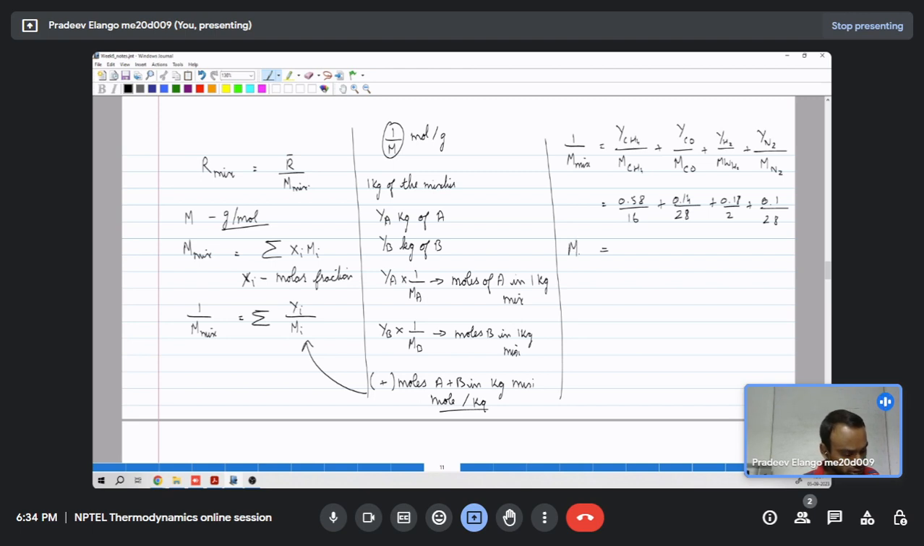If you add all this and then take the reciprocal, we will calculate the molecular weight of the mixture. So that is 7.42 gram per mole.